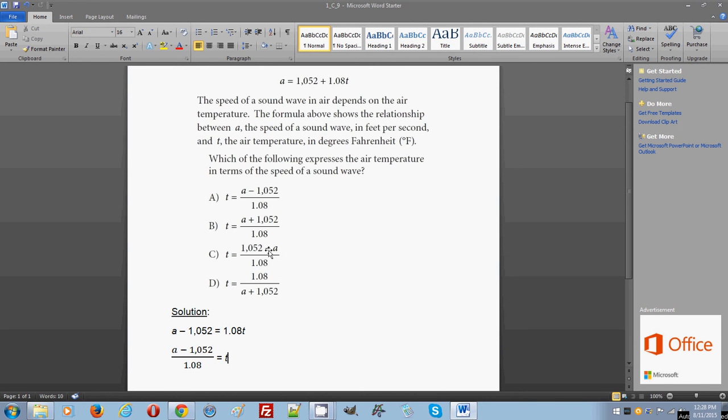It's done correctly for the numerator, which is 1052 minus a, but then it will bring everything on one side and then the 0 would be on the other, and we could not have possibly divided over 1.08 because t would still be on the same side with these numbers, 1052. So this answer choice doesn't make any sense whatsoever. And the plus of choice B doesn't make sense either, because we have to minus the 1052.